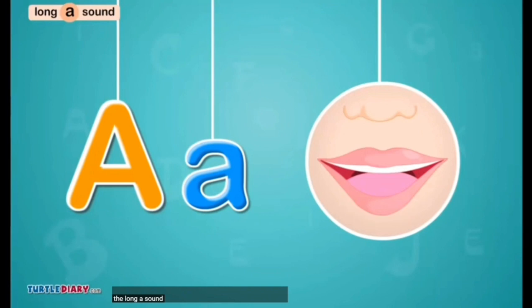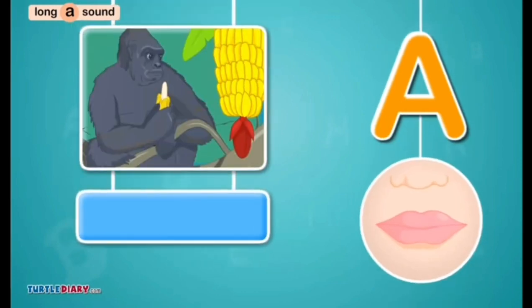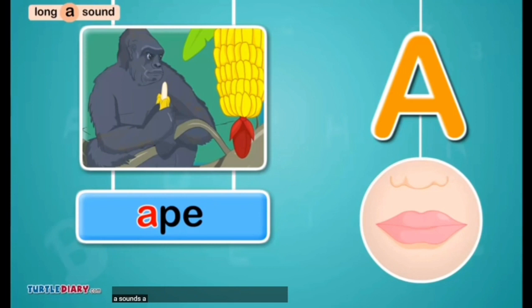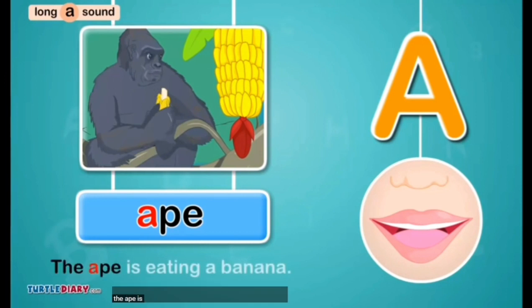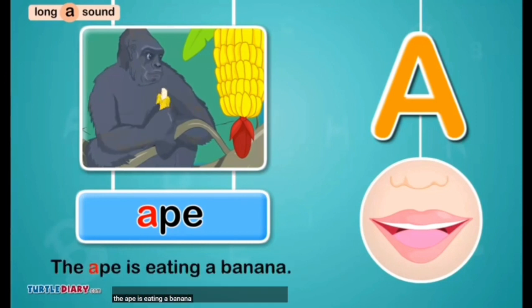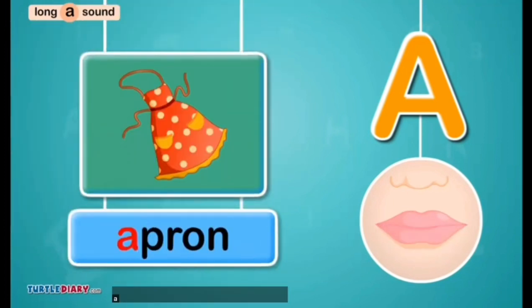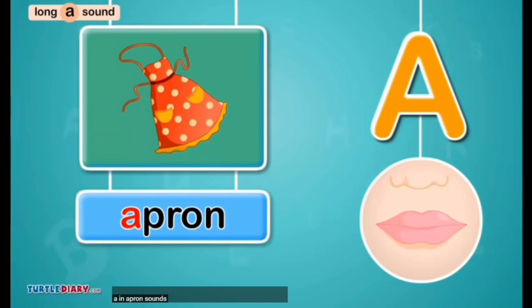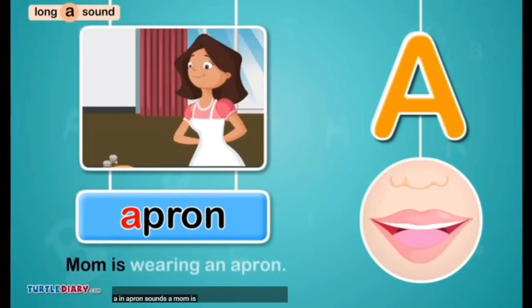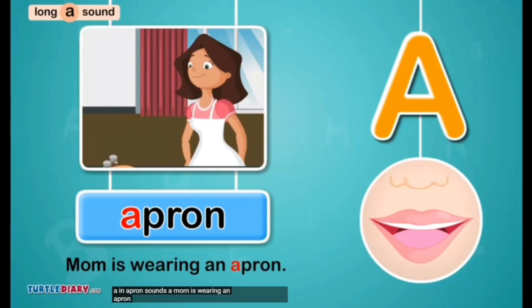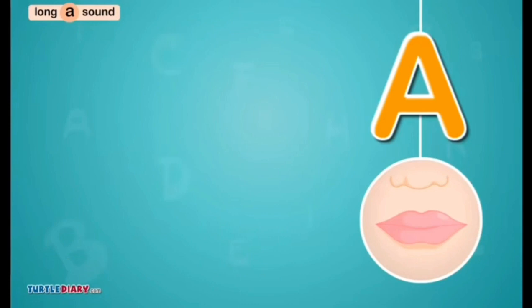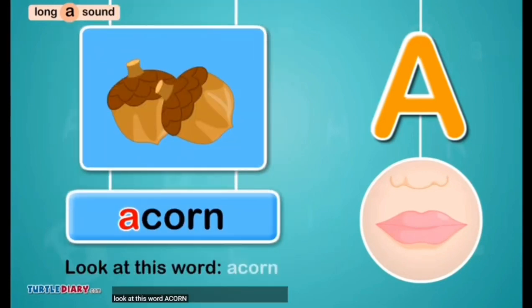The long A sound. A sounds A as in ape. The ape is eating a banana. A in apron sounds A. Mom is wearing an apron. Look at this word, acorn. The letter A in acorn makes the long A sound.